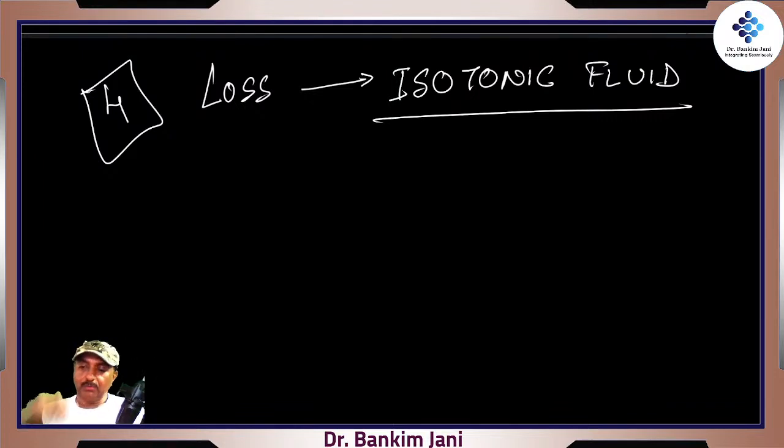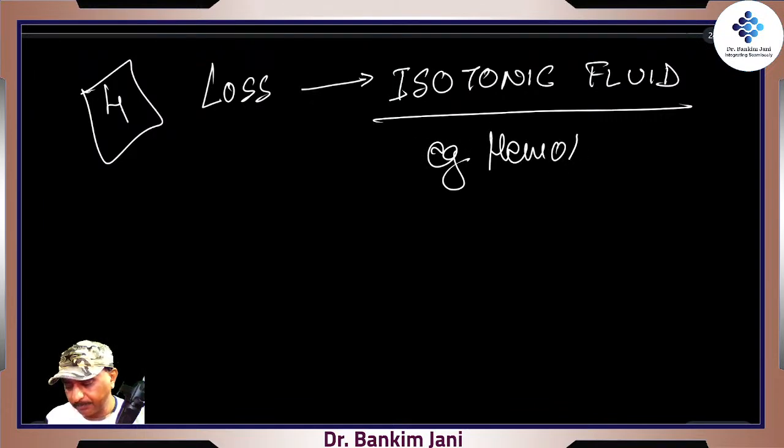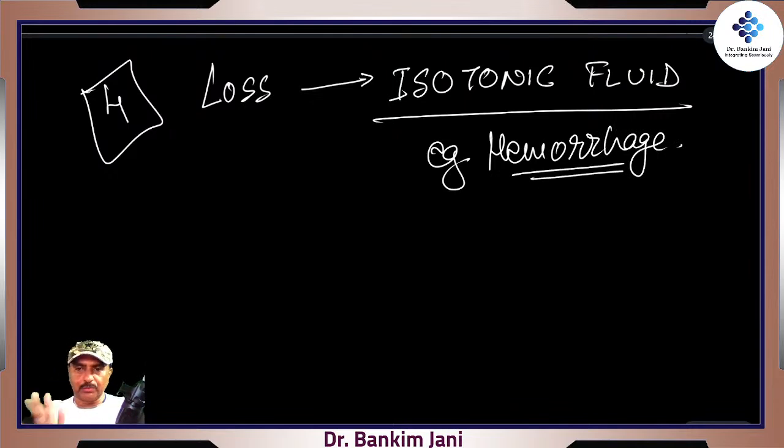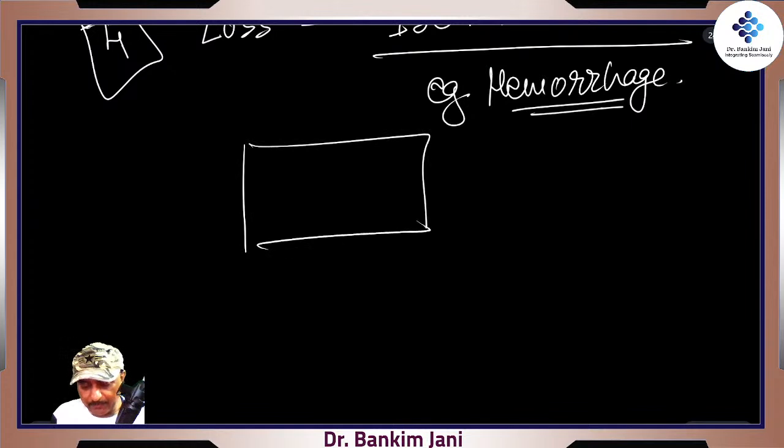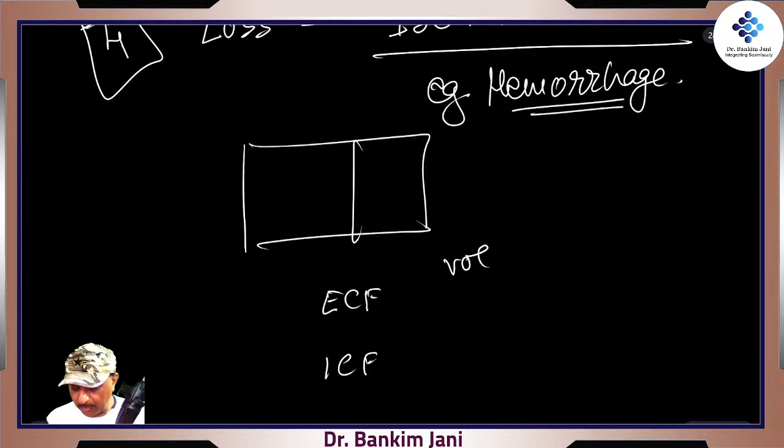So when the blood goes out, it goes out in its full form. That means cells will also go out, electrolytes will also go out, plasma, everything will go out. So that is, for example, hemorrhage. It is exactly the same fluid which is going out, right? Now see what happens. Our standard figure, and our standard questions: ECF, ICF, volume, and osmolarity.